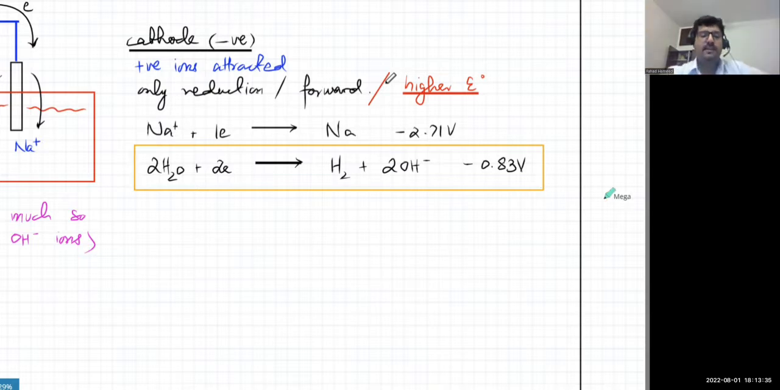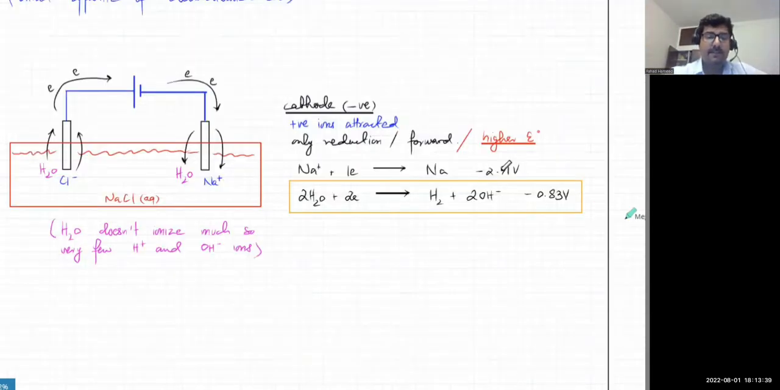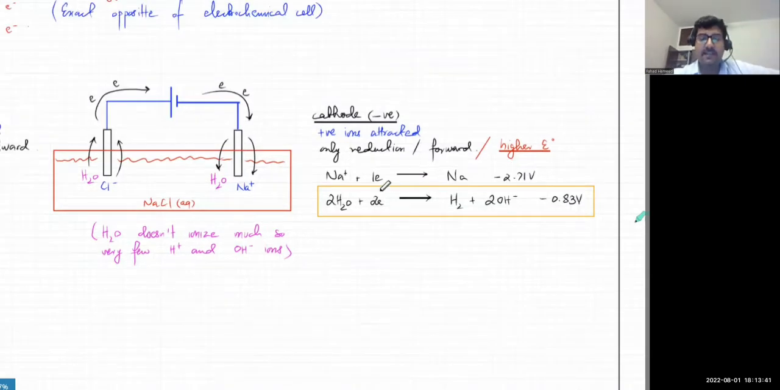Water is the one that's going to gain 2 electrons because it's the higher potential. It's got a higher tendency to gain electrons. Electrons can come to water or to Na plus 1. So who's got the higher tendency to gain electrons? It's going to be water. High E naught, okay? Is that clear?